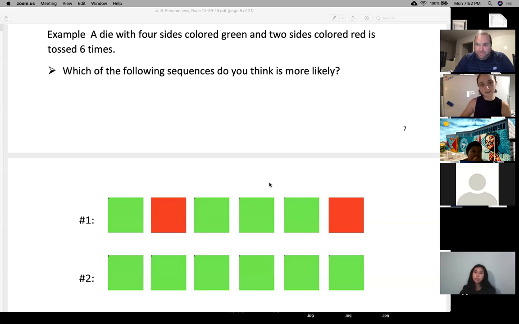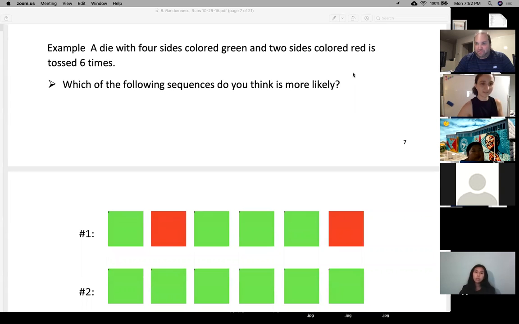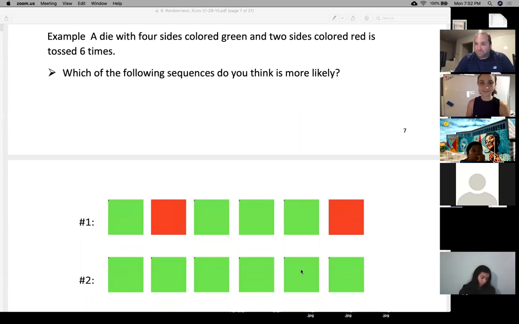I think it's number 2 because it's more likely to land on a green side than a red side. So a die with 4 sides green and 2 sides red is tossed 6 times. We expect to have 4 greens and 2 reds, correct? Yep. And here is a situation of 4 greens, 2 reds. And here's a situation of all greens, correct? So the answer is that this one's more likely. So Leah, the second one's more likely, not the first one. That's what I said. No, I said the second one.